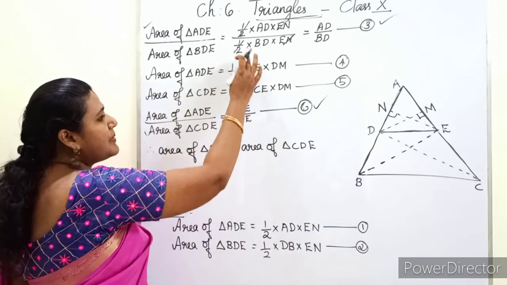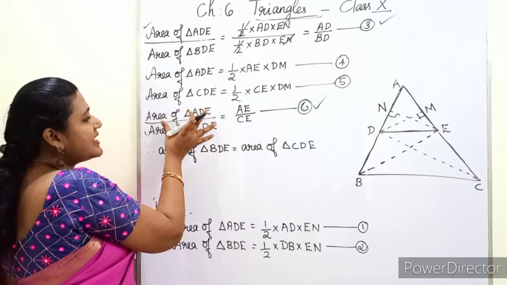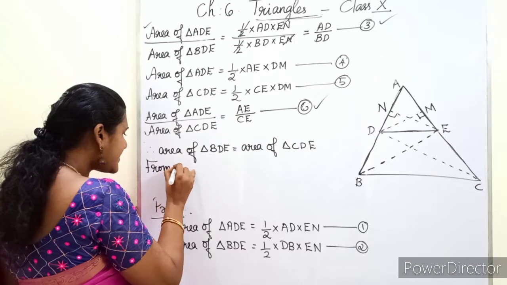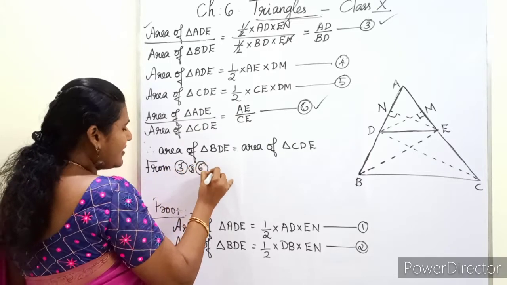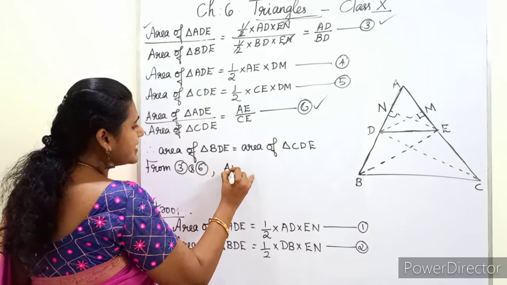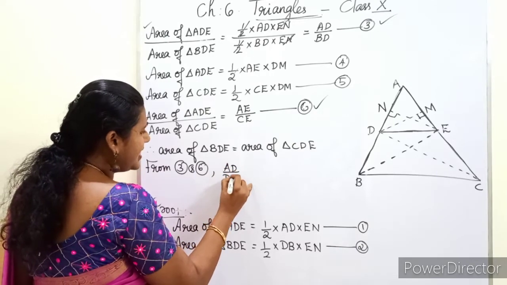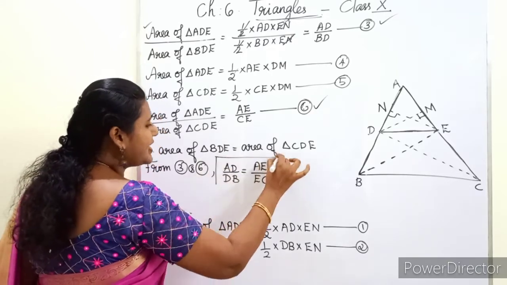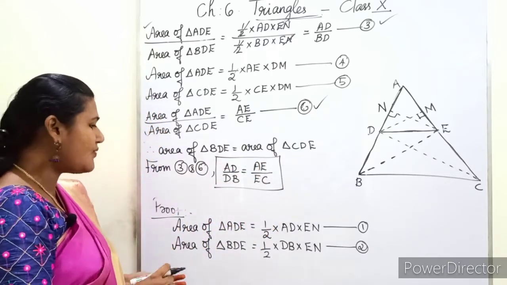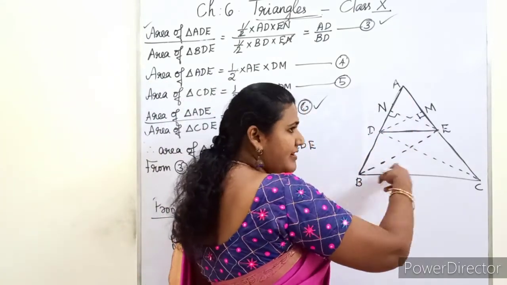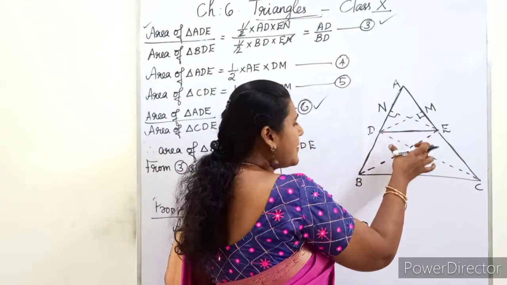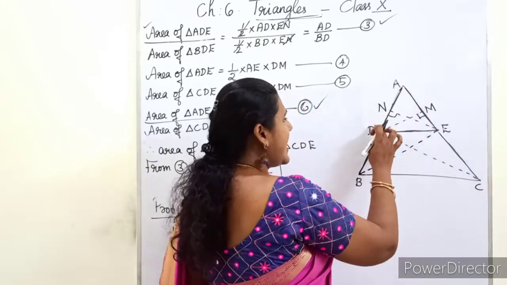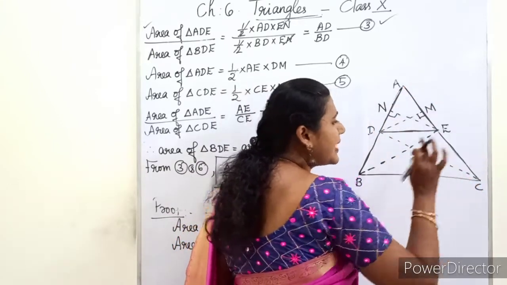So now you see from equation 3 and 6 the left side is the same now. So we can equate the right side. So what is the right side? AD by DB is equal to AE by EC. So this is what actually we have to prove. Okay. So this is the proof. That is, in a triangle, if a line is drawn parallel to one side, then these two ratios will be equal. That is AD by DB is equal to AE by EC.